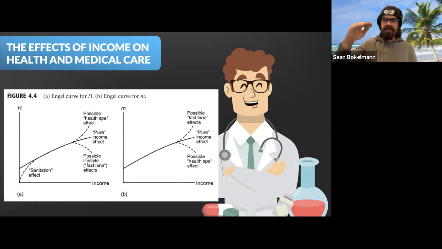And so in that case, we can actually get a negatively sloped Engel curve. At high levels of income, if people consume more things that are bad for their health, then we can have a negative effect of income on health. So this relates directly back to our discussion of the relationship between income and health.